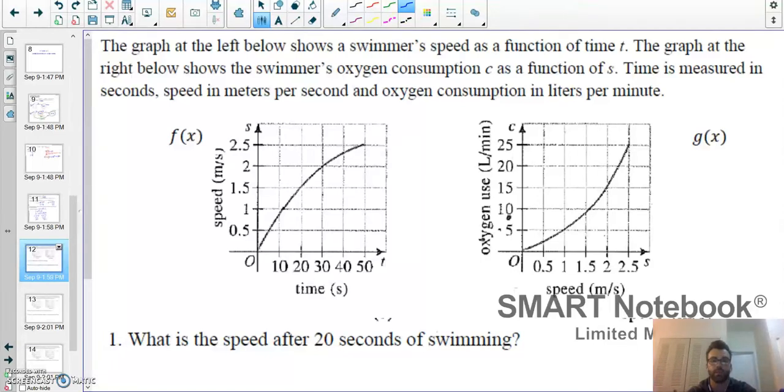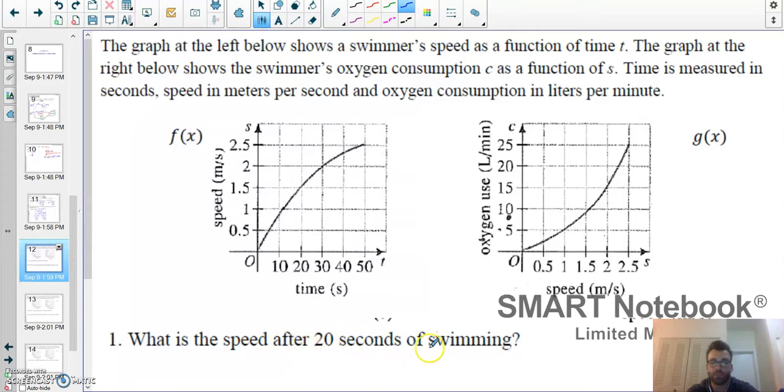Just like in a lot of math, the cool part is trying to apply it to the real world. Math, IRL, in real life. Here we go. The graph at the left shows the swimmer's speed as a function of time. The graph at the right shows the swimmer's oxygen consumption as a function of speed. Time is measured in seconds, speed in meters per second, oxygen consumption in liters per minute. In composition of functions, we can do a lot of real world problems, but we're going to start simple here.